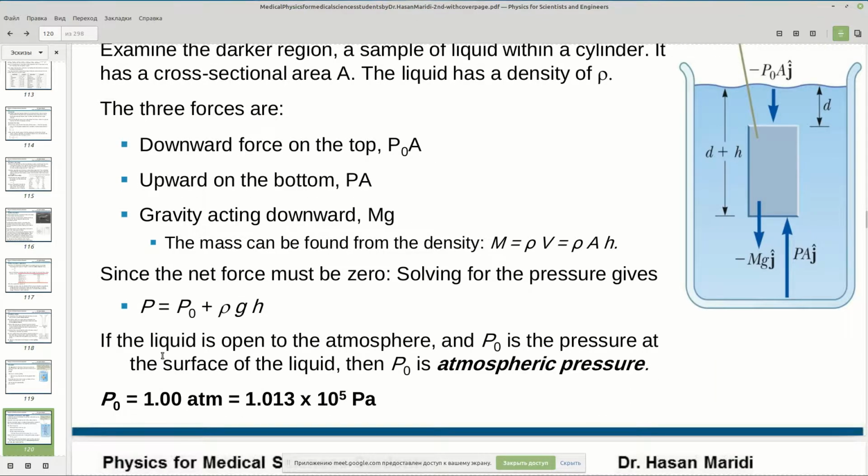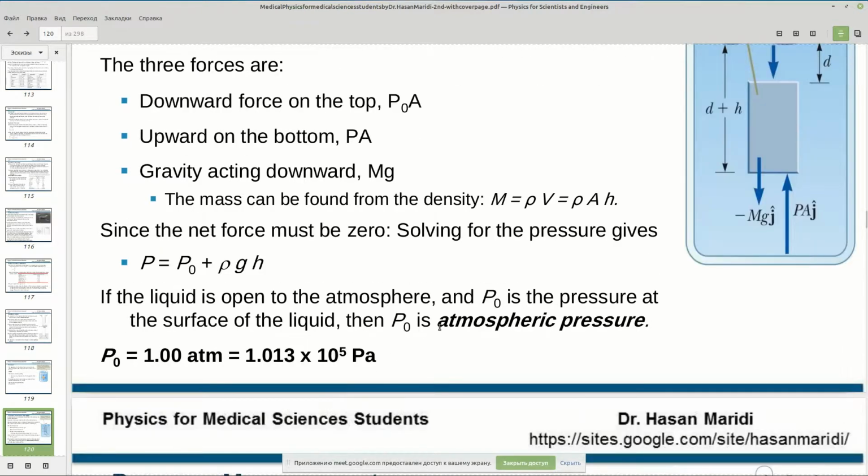If the liquid is open to the atmosphere and P0 is the pressure at the surface of the liquid, then P0 is atmospheric pressure. P0 equals 1 atmosphere, which is 1 multiplied by 10 to the power of 5 pascals, atmospheric pressure.